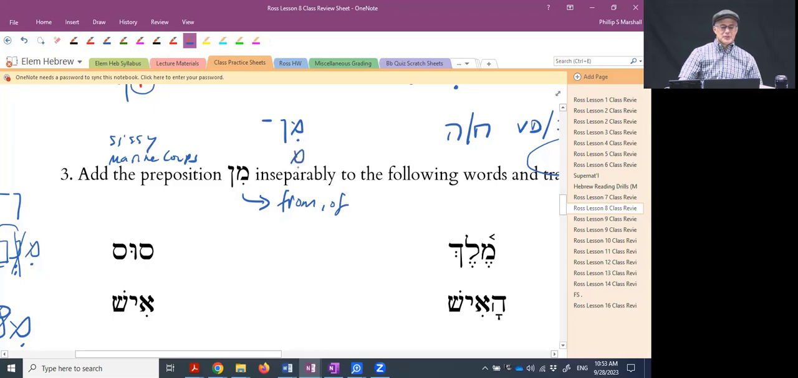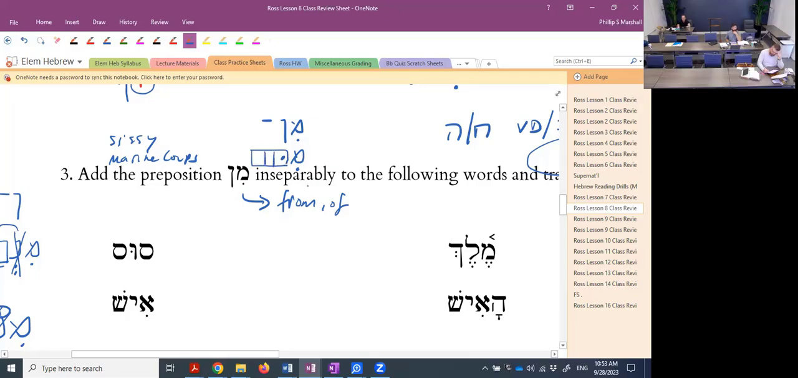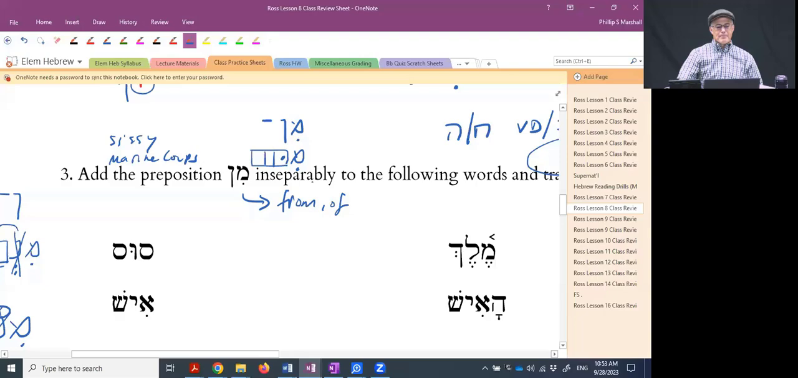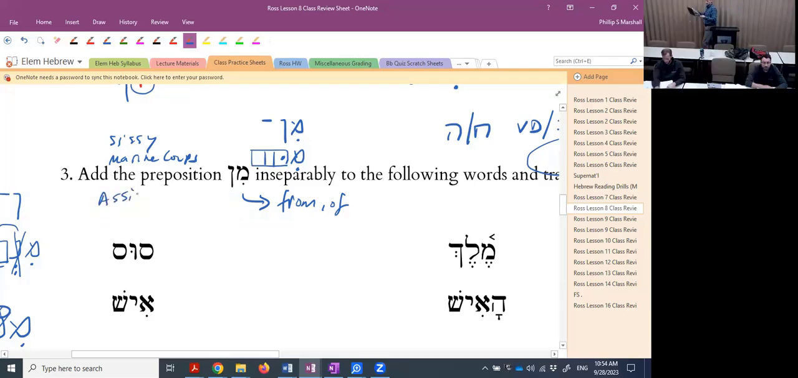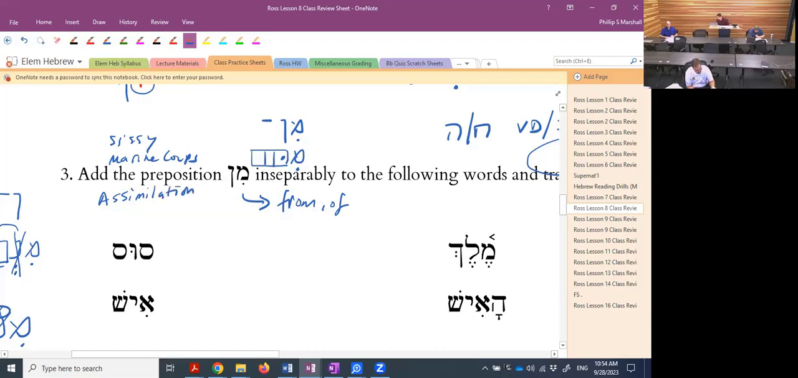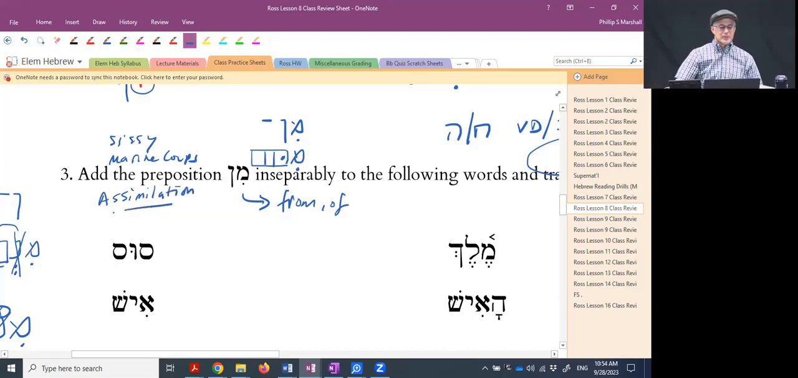You assimilate the noon. You take the min and you drop the noon, and instead it becomes a doubling dot, and it's attached directly to the noun, on the first letter of the word. All right. So what is the process of the noon becoming a doubling dot in the next consonant that we're attaching the min to directly? What was that called? Assimilation. When something assimilates, it becomes similar to something, right?